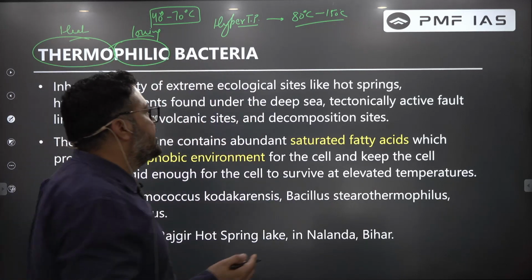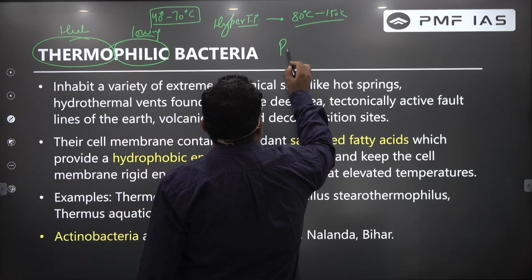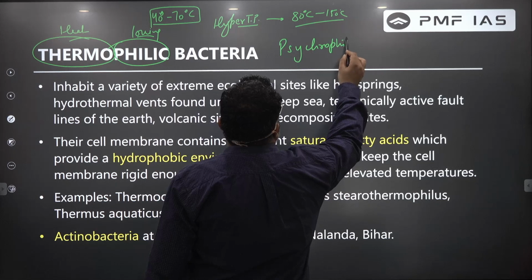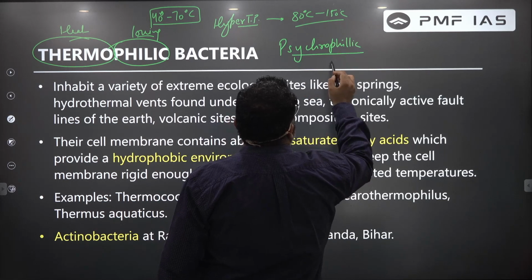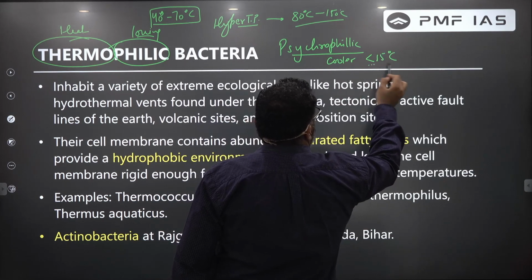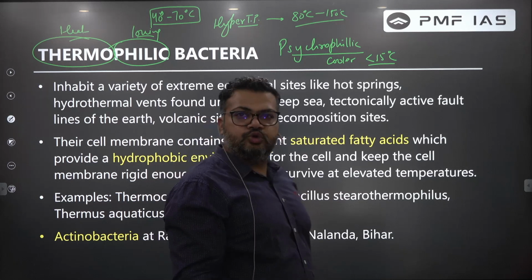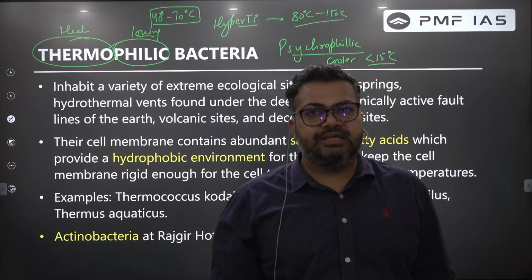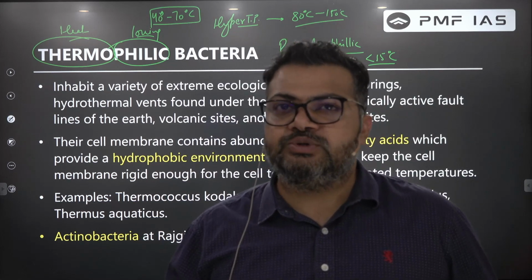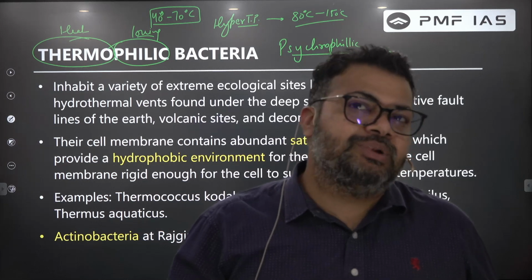Then there is another name called psychrophilic. Psychrophilic is exactly the opposite. It is basically organism that live at cooler temperature, right? Temperature less than 15 degrees Celsius. It could be less than 0 also. It could be less than 0 degrees also, right? Psychrophilic. So like this, we can identify different types of organisms based on their temperature affinity.